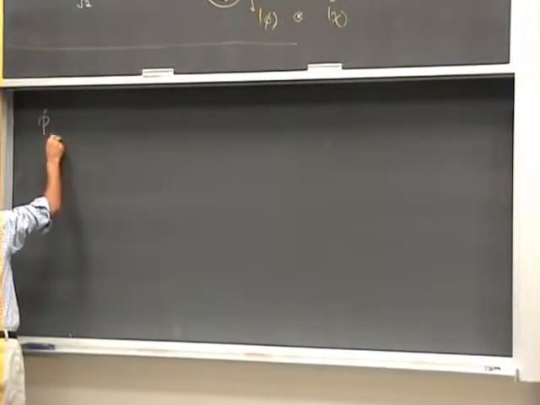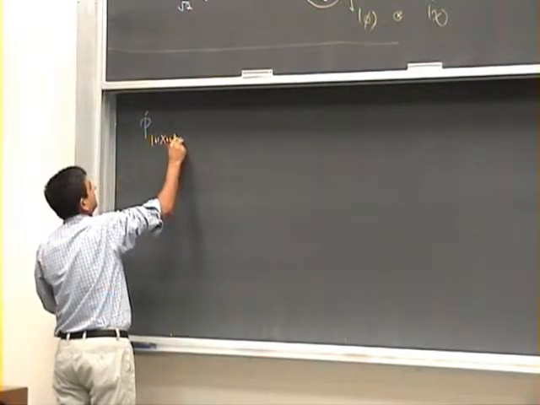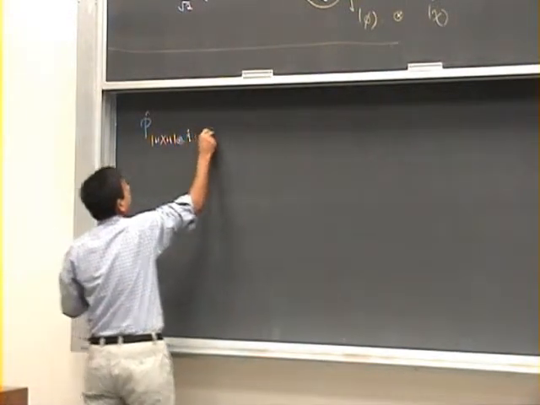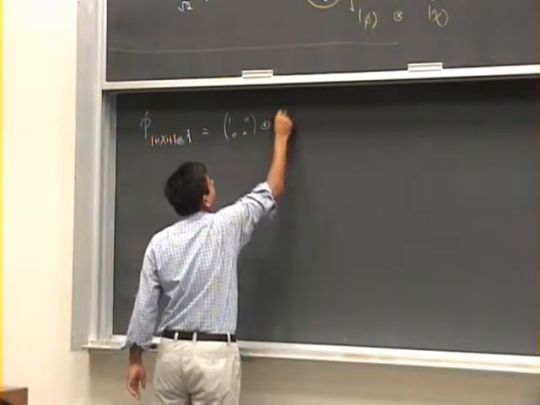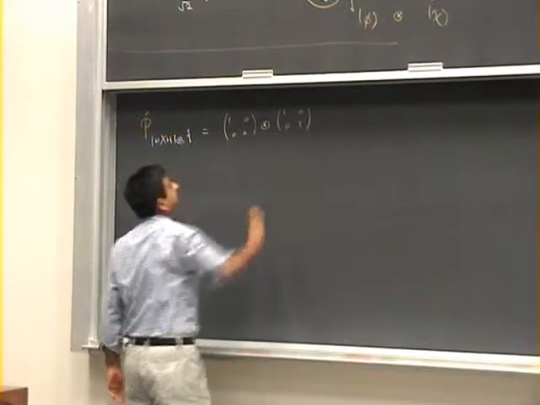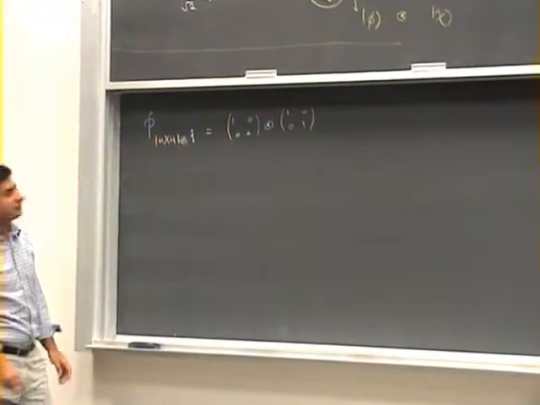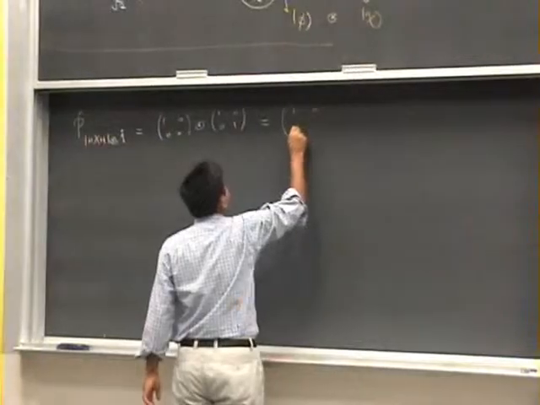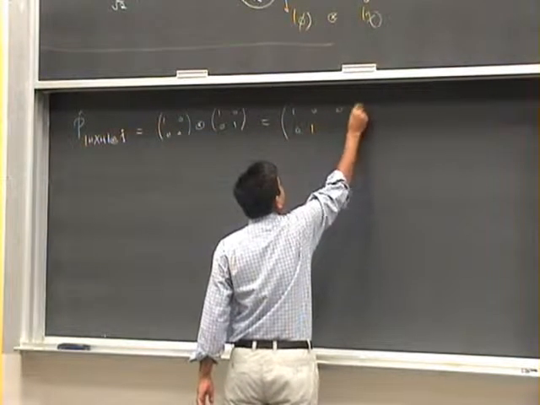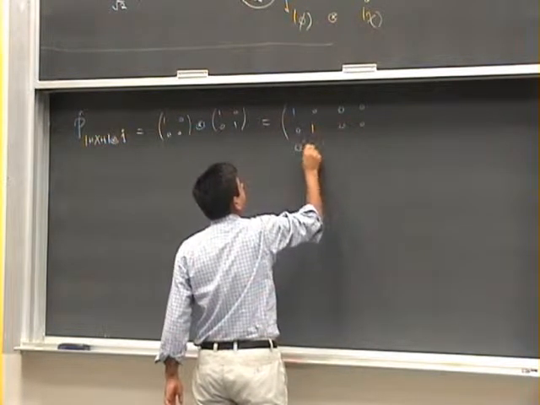The projection operator for |H⟩⟨H| tensored with the identity is simply [1, 0, 0, 0] tensored with the identity. Okay? So this is simply 1, 0, 0, 1, 0, 0, 0, 0, 0, 0, 0.